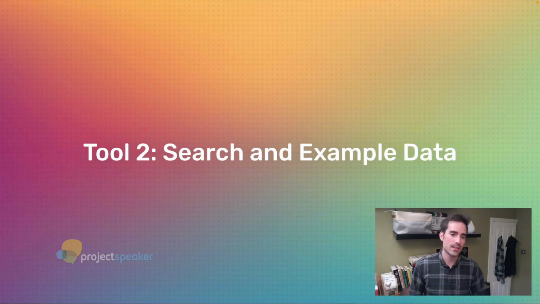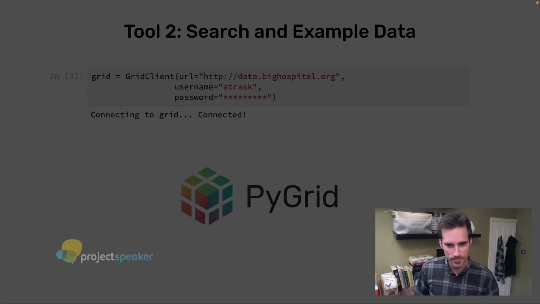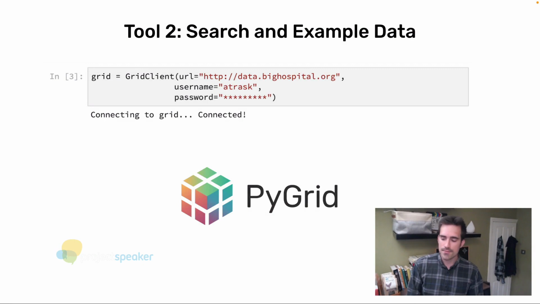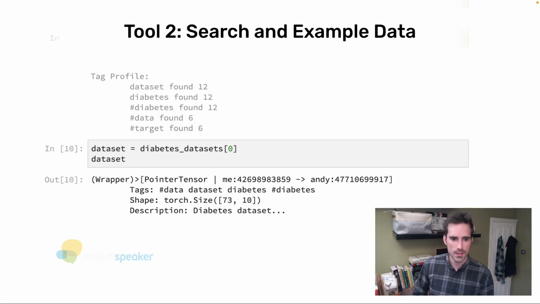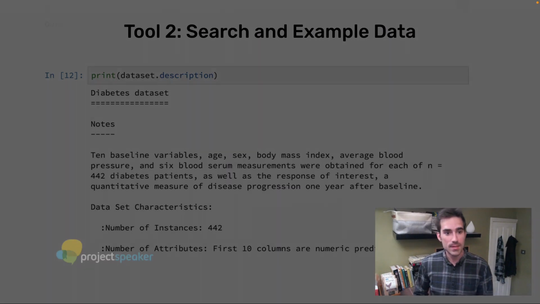Well, let's talk about this second tool, search and example data. So let's say instead of just one worker at one hospital, I've got a connection to a network of workers at many different hospitals, right? So I search across this network. Hey, I'm looking for diabetes data. Is there any diabetes data in this network? Oh, look, we found some. Oh, fantastic, right? So now I have a pointer to this diabetes data set, right?